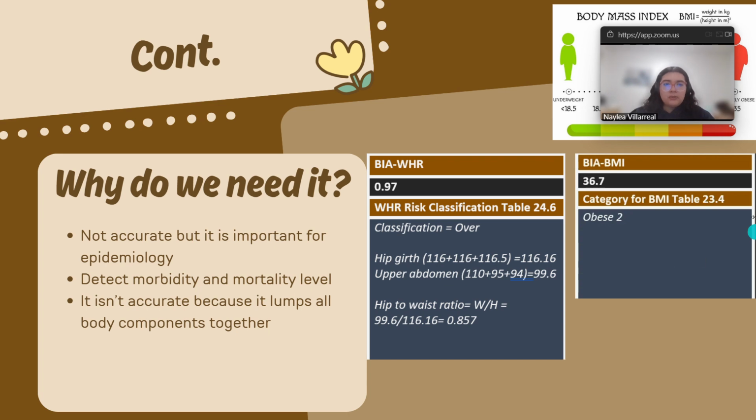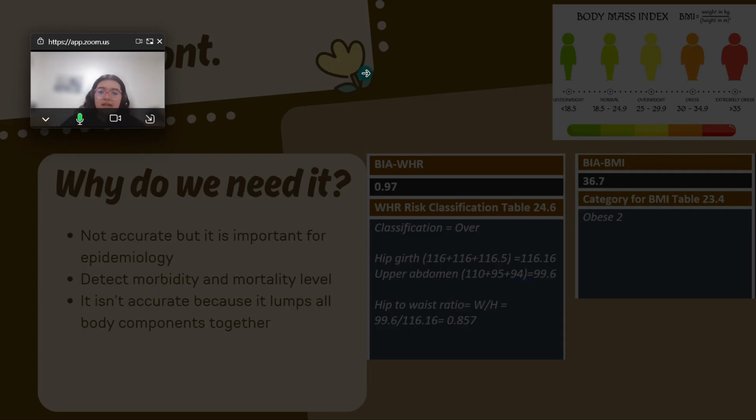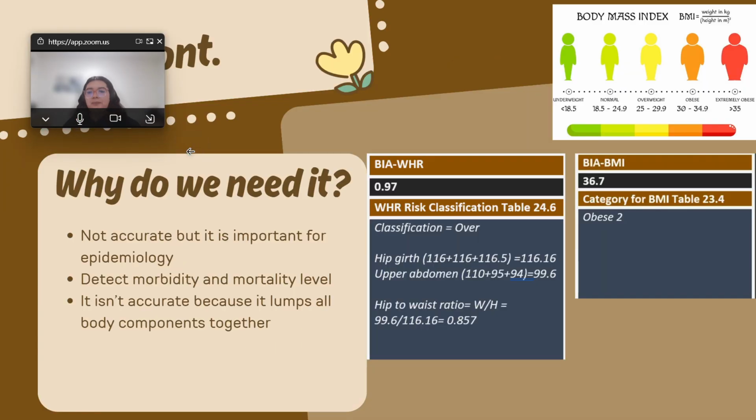Moving on from weight to my hip to waist ratio. This is not accurate, but it is important epidemiology for our BMI. It depicts the morbidity and mortality level. While it isn't accurate because it lumps all the body components together, such as our water weight, bone density, the minerals that we have, and also the fat weight and the muscle, I included two charts.